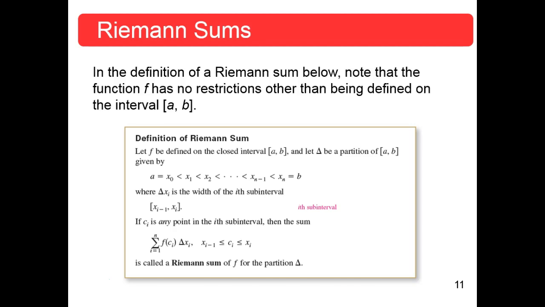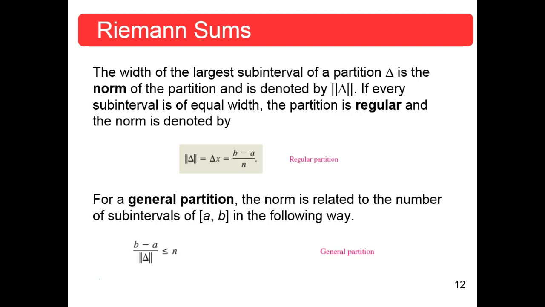Again, you don't have to have continuous functions. You don't have to have positive functions. Just any old function. That summation is going to be your Riemann sum. Just like we did before, only less restrictive. It doesn't have to have equal intervals. So the width of the largest subinterval of that partition del is called the norm.